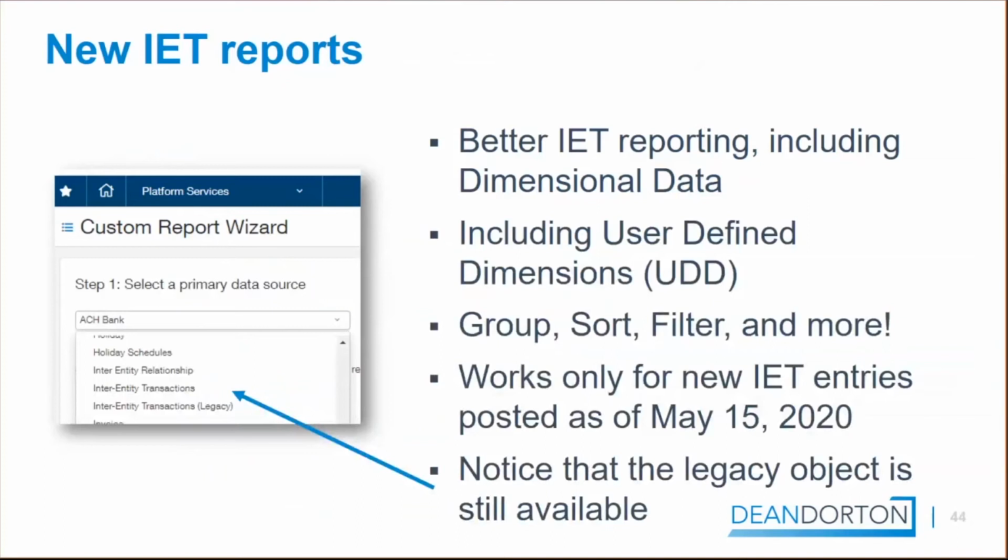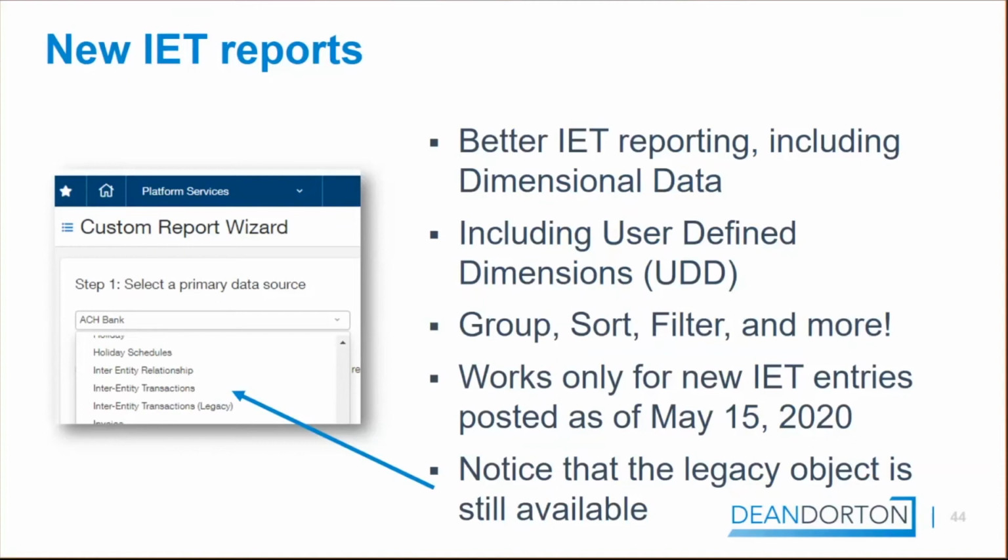New inter-entity transaction reporting. I know some people who will be very excited about this. There is better, clearer, more transparent reporting about what your inter-entity transactions are so that you can see dimensional data behind those inter-entity transactions and descriptions, and you can group, sort, and filter them. This works for all the transactions that were released as of when they did the upgrade for inter-entity transaction processing, so everything May 15th, 2020 forward. The legacy object, as you can see in the screenshot, is still available.